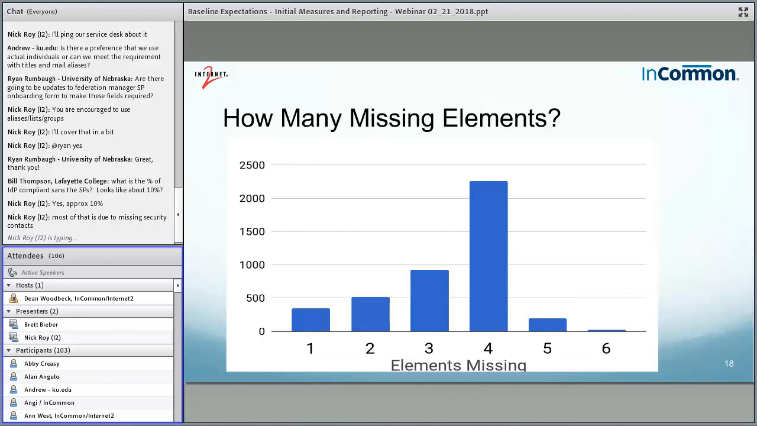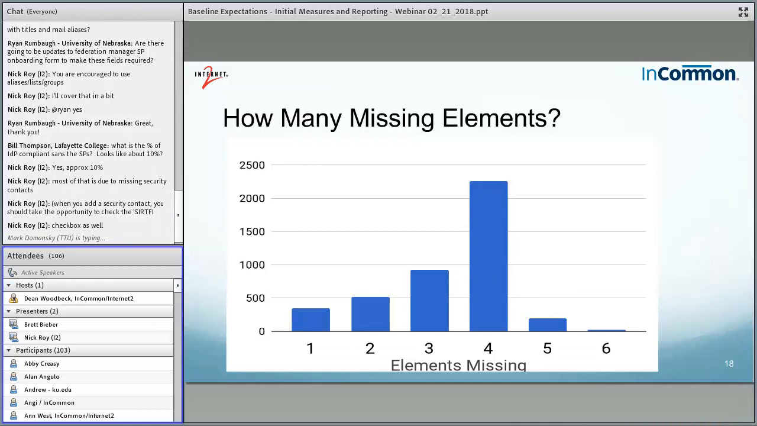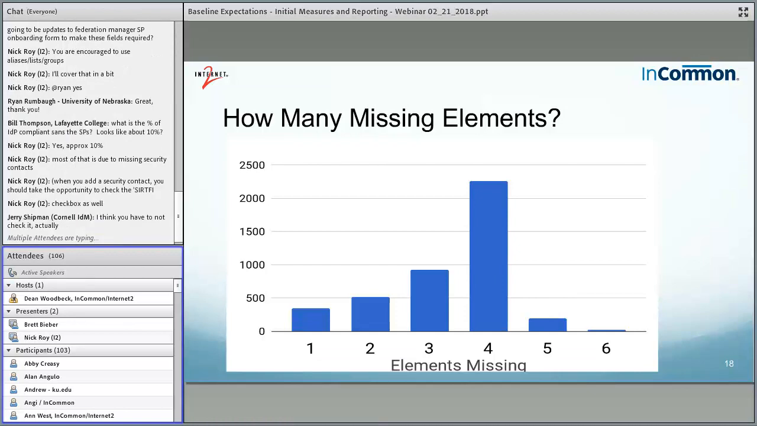But we do have some challenges. Four elements missing is our largest number right now. Over 2,264 entities are missing four elements, which would be contacts, logos, names, a whole array of things that they may be missing. And as Nick mentioned, over time, we hope to be able to plot some of this and examine how we are doing over time.